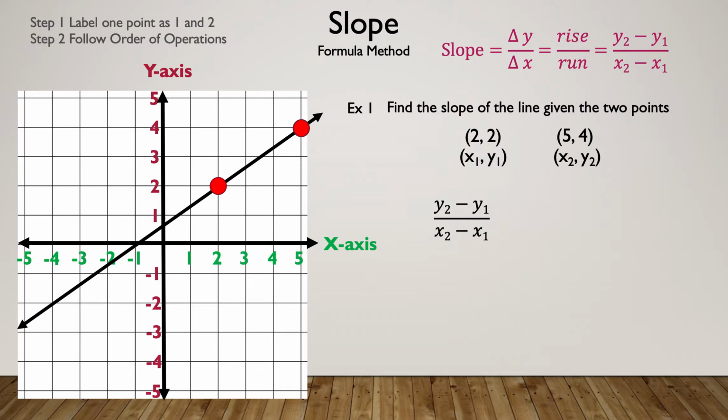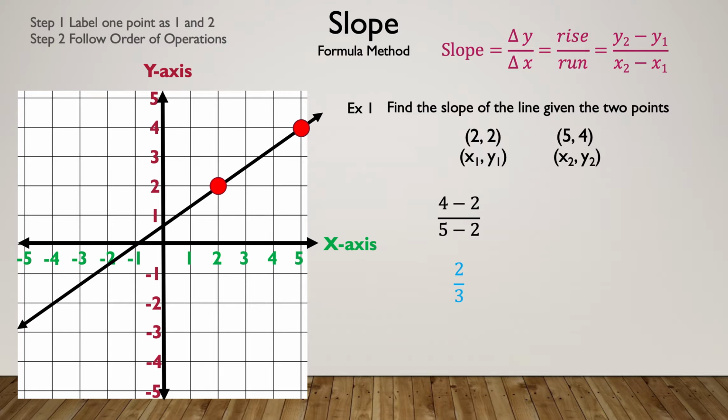So let's substitute 4 for y2. Let's substitute 2 for y1. Let's substitute 5 for x2. And lastly, let's substitute 2 for x1. Now we've substituted every number into the correct spot. Let's go ahead and do the order of operations. And that gives us 2 over 3. And why is that? Because 4 minus 2 is 2, and 5 minus 2 is 3. So our slope is 2/3.